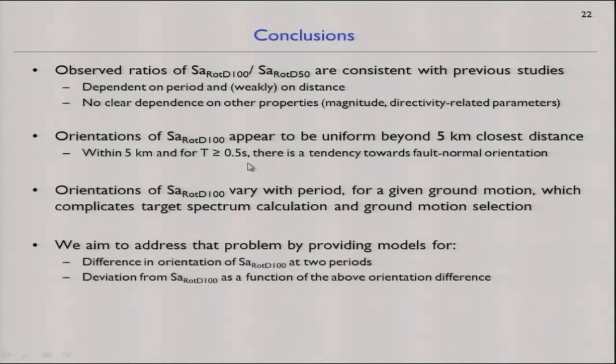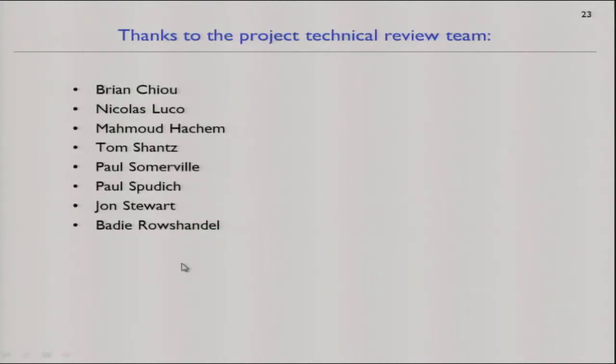And then the second part of the presentation was talking about these orientations. The orientations of RotD100 response spectra vary with period for a given ground motion. So computing response spectra for a given orientation is complicated when you want to jump to this RotD100 definition. But if you're tied to the RotD100 max direction definitions for engineering applications, we try to provide some models that will help quantify those differences a little more carefully than we were able to do in the past without that type of study. So with that, thanks again to our technical review team, and I'm happy to take questions.